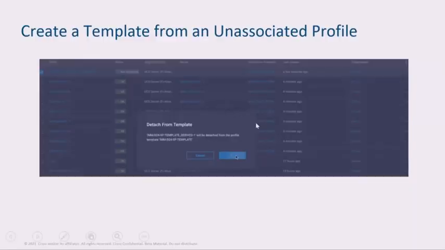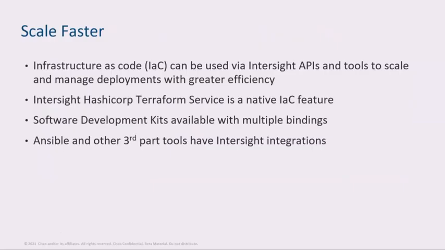Okay, groovy. So the next thing is just a couple of architecture, ooh, we're cool, Cisco slide here. Yeah, we're looking to scale out and support the infrastructure as code via APIs that are coming from Intersight to the Fabric Interconnects. We're also, a couple of things here like HashiCorp Terraform service is native for the infrastructure as code feature. We do have software development kits at the DevNet, and Ansible and other third-party utilities absolutely do have Intersight integration.